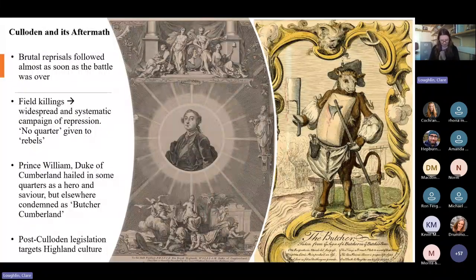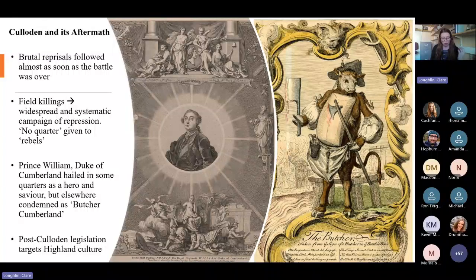Unlike in 1716, when the government pursued broadly lenient policies, in 1746 there were reprisals and retributions of the highest order. Now, it began with killing of soldiers on the field and then extended to those who sheltered Jacobites, and it soon became a widespread and systematic campaign of repression. Cumberland quickly gained the moniker Butcher Cumberland. Even considering the time period, the retributions were particularly brutal.